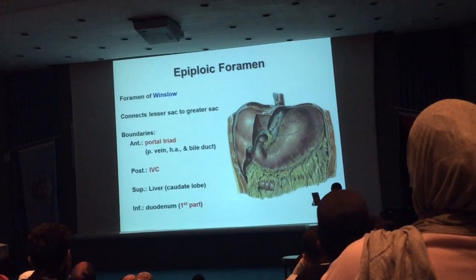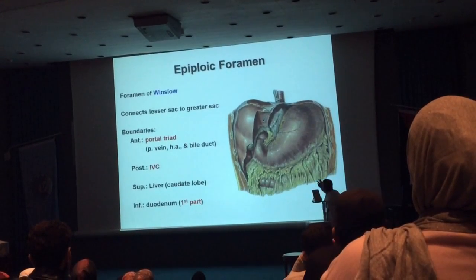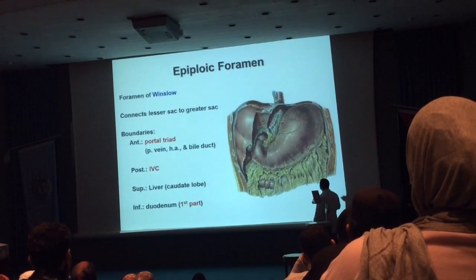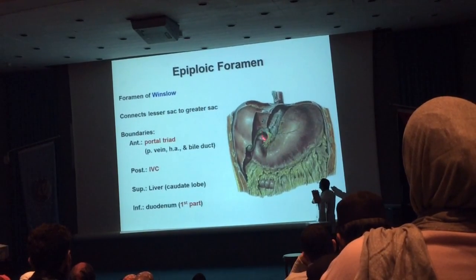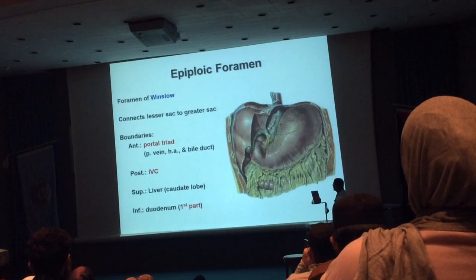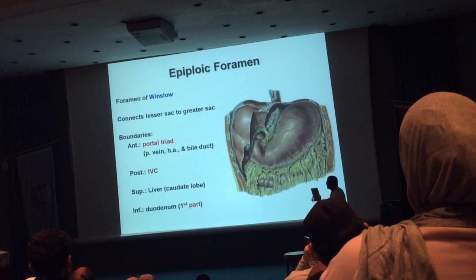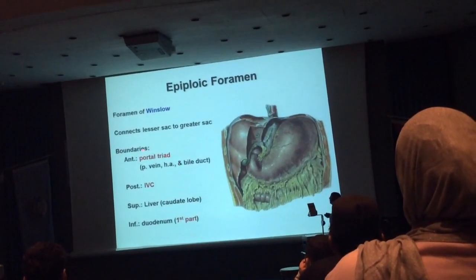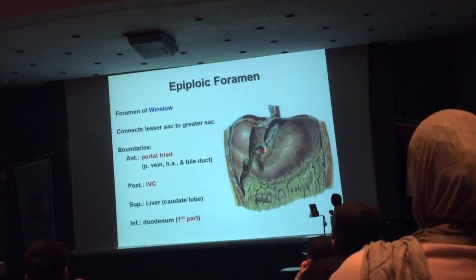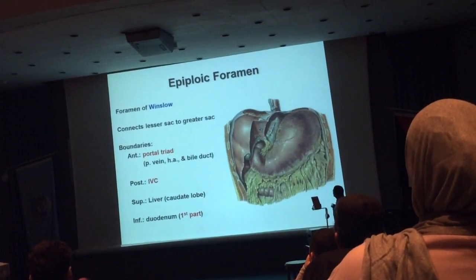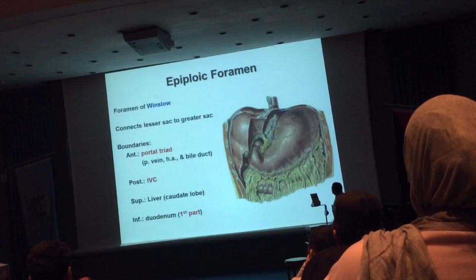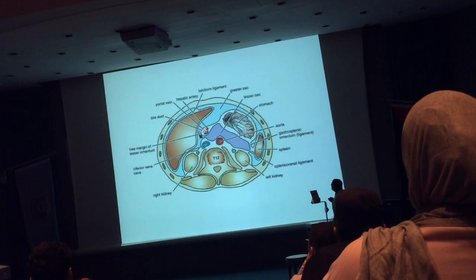We are within the greater sac. We cut the parietal peritoneum and we are inside the peritoneal cavity here. Okay? So this opening here is the foramen of Winslow, the omental foramen, the epiploic foramen. It's bounded anteriorly by a small structure. We call it the portal triad. Okay? It's bounded anteriorly, as you see, by the portal triad.